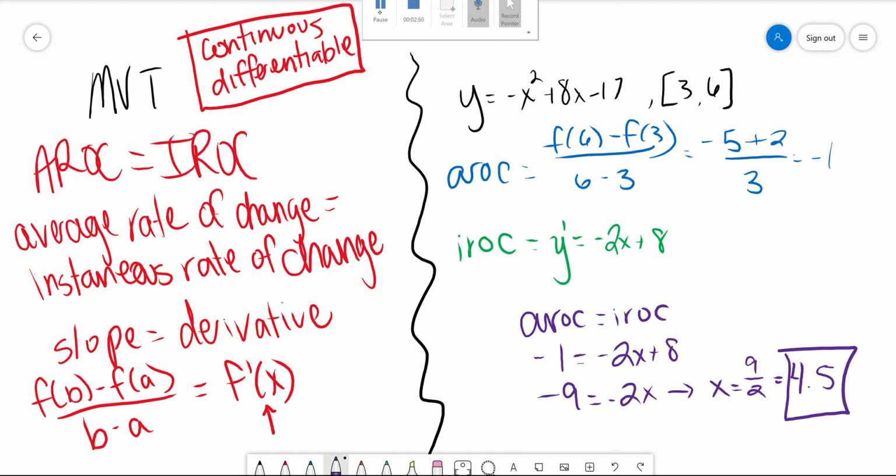So like let's say that this is what your parabola looked like. If this was your average rate of change, that would mean your instantaneous rate of change has to equal that at some point. So you're finding where on the parabola is that instantaneous rate of change equal to the average rate of change. If you guys have any other questions about MVT, please let me know.